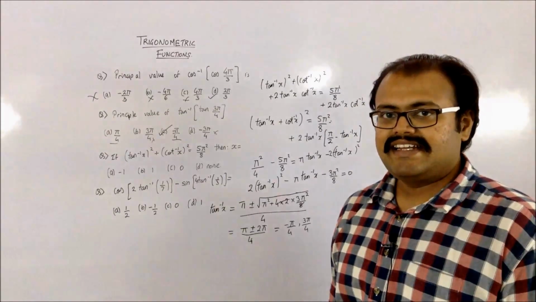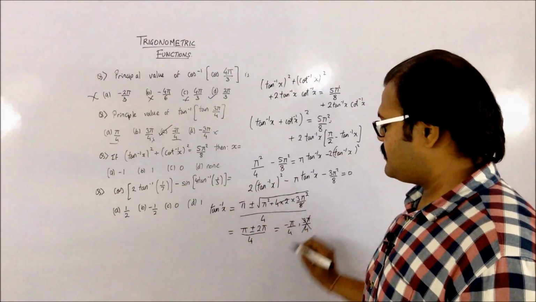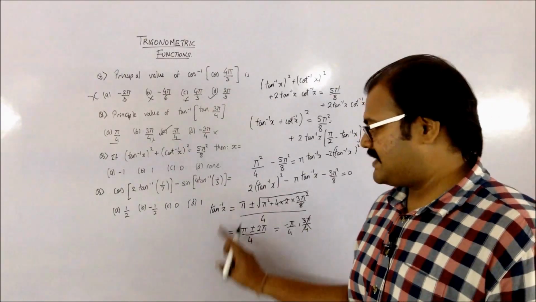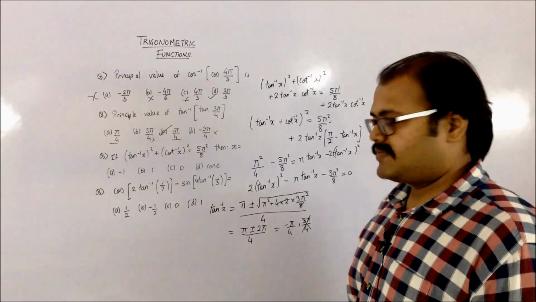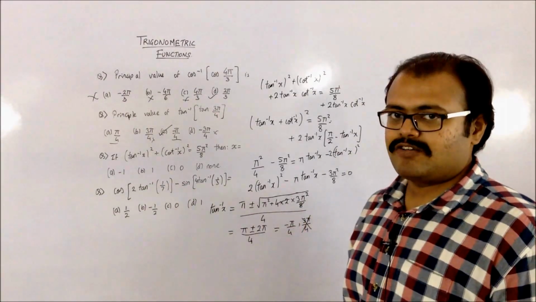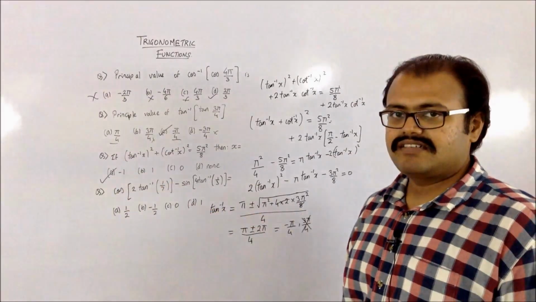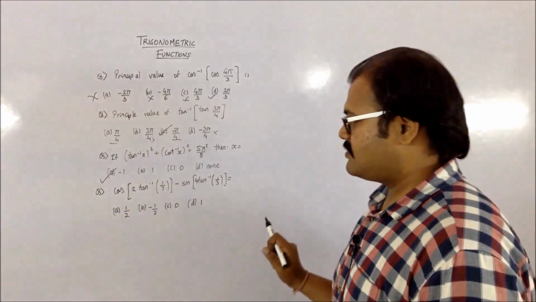So now recollecting the principal value forms, I cannot take my 3 pi by 4 because it goes beyond the principal value range. So my tan inverse x can have the value of minus pi by 4. So basically my x will be tan of minus pi by 4, which is nothing but your option A, that is minus 1.